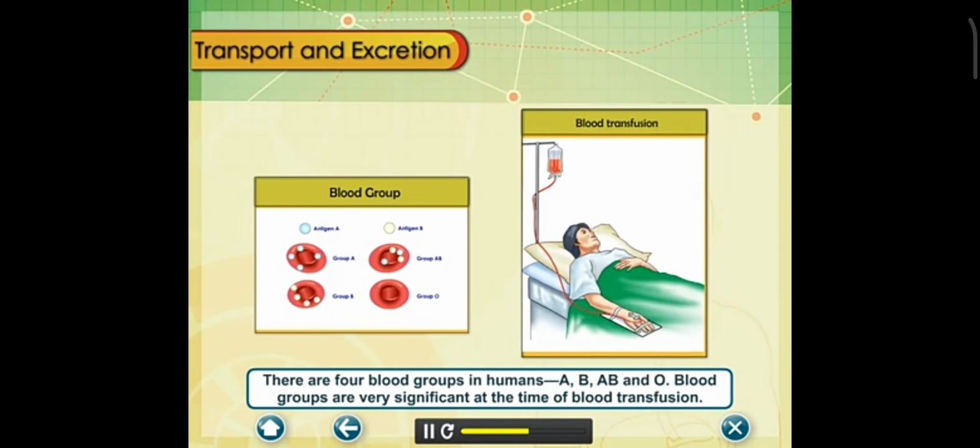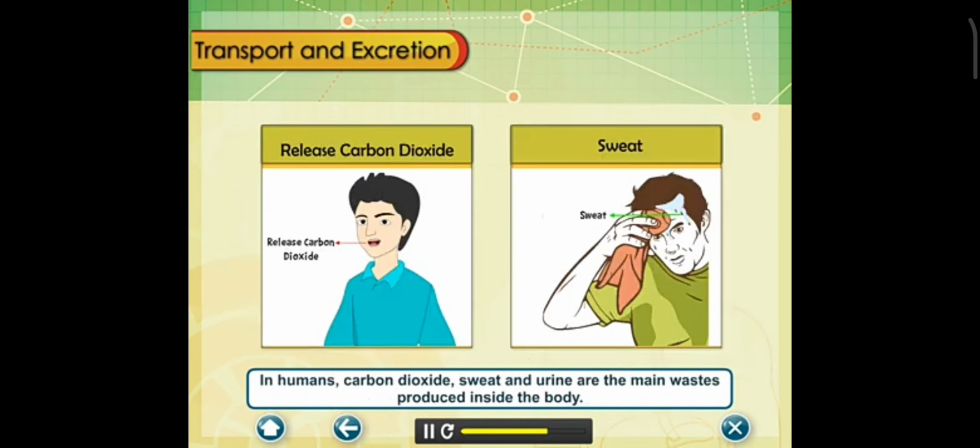There are 4 blood groups in humans: A, B, AB, and O. Blood groups are very significant at the time of blood transfusion. A major function of the blood is to transport the wastes to the organ from where they can be expelled out of the body. In humans, carbon dioxide, sweat, and urine are the main wastes produced inside the body.